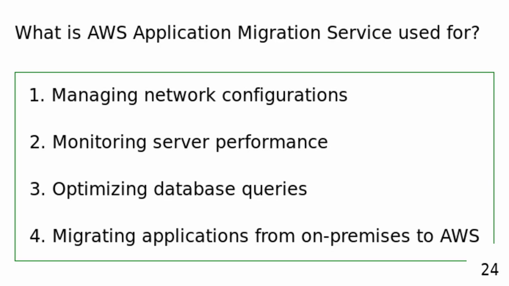What is AWS Application Migration Service used for? Managing network configurations. Monitoring server performance. Optimizing database queries. Migrating applications from on-premises to AWS.